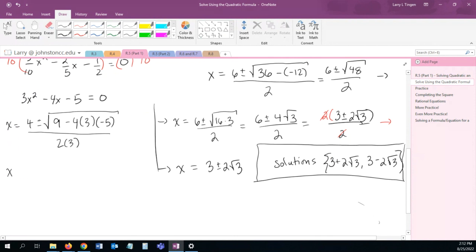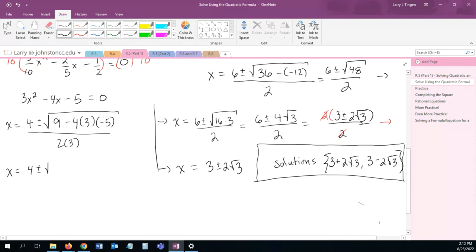And then let's work our way down. 4 plus or minus the square root. 5 times 4 is 20, or negative 5 times 4 is negative 20. Negative 20 times 3 is negative 60. Yeah, negative 60. And plus 9, or 9 minus that, how's that going to work out? It's going to look like a mess is what it's going to look like.